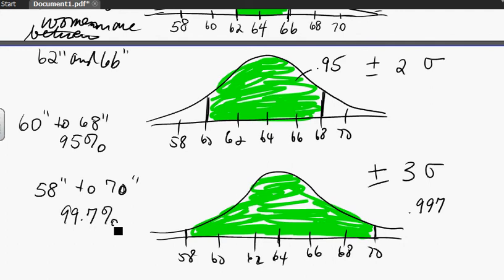Okay. So that's essentially all women fall in there. We know there are women that are shorter. We know there are women that are taller. Okay? But so that's where that 0.3% comes in. And that's what this is signifying.